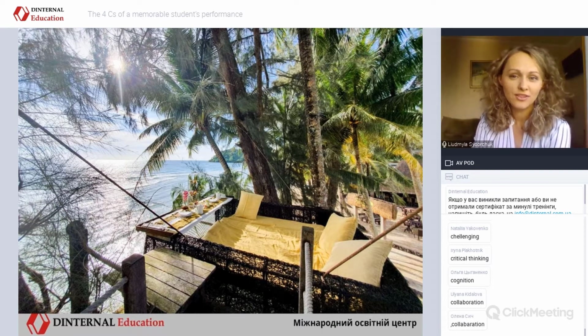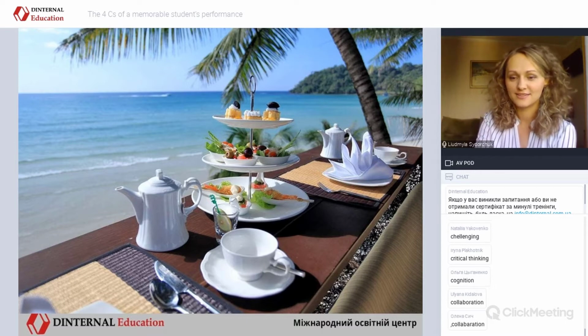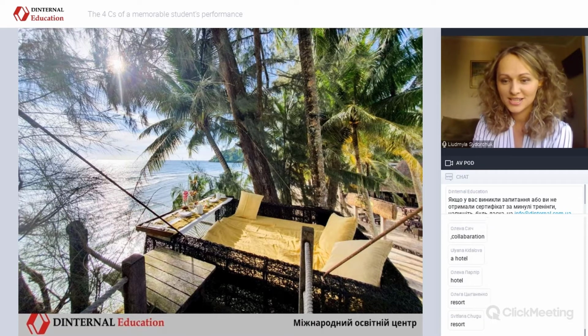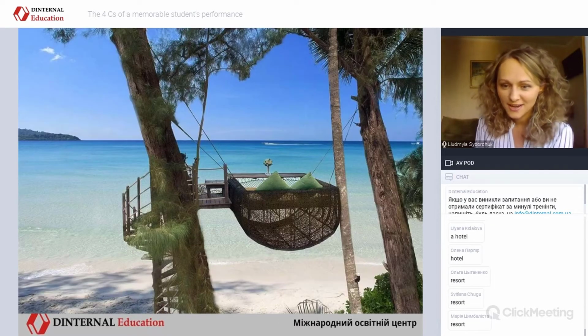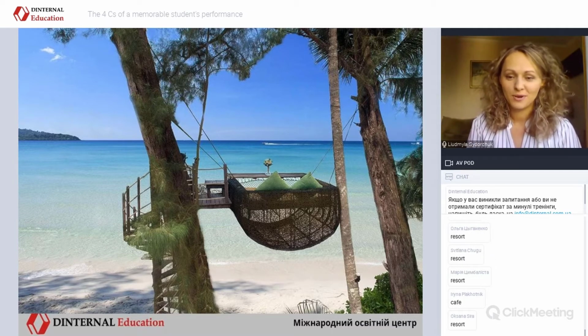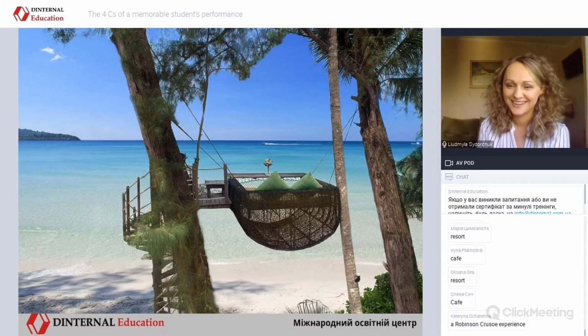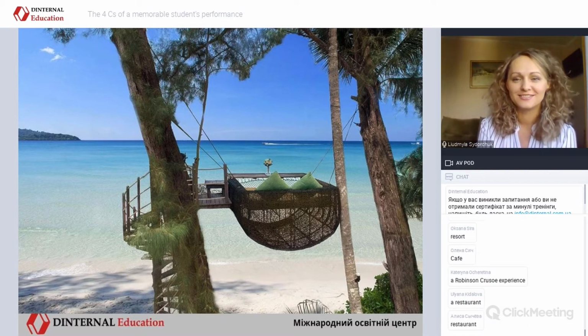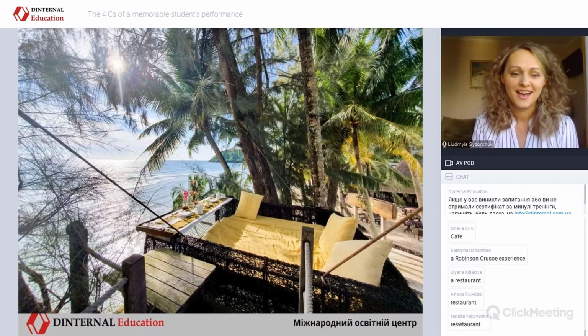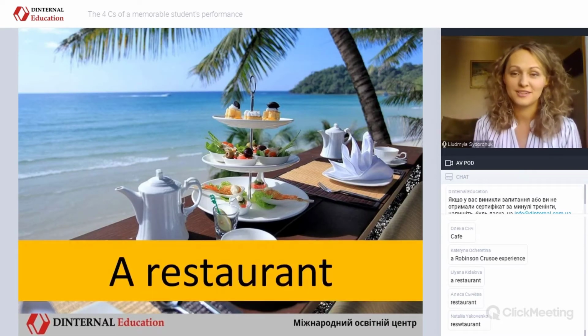And my question, what do you think this place is? And one more picture like this. So what do you think? A hotel, Uliana? Okay, could be a hotel, resort. Okay, any other ideas? A cafe, very close to cafe, resort, and I'm waiting for another word which is very close to cafe. A Robinson Crusoe experience, Katerina. Okay, I think it looks rather luxurious for Robinson Crusoe. Uliana, thank you very much, you were the first to guess. This is a restaurant.